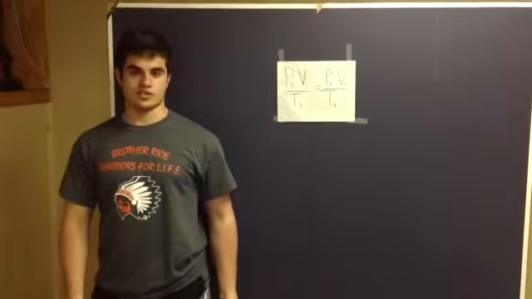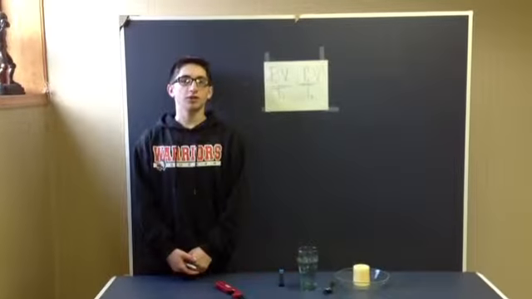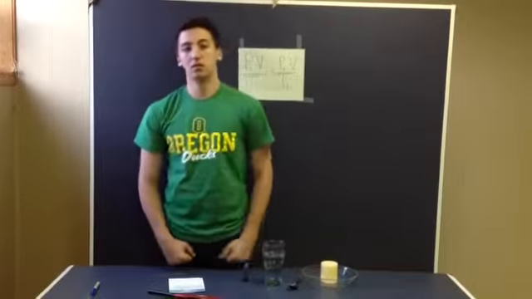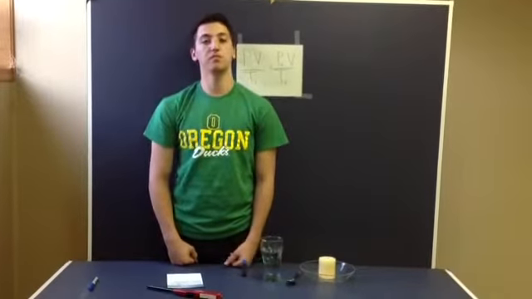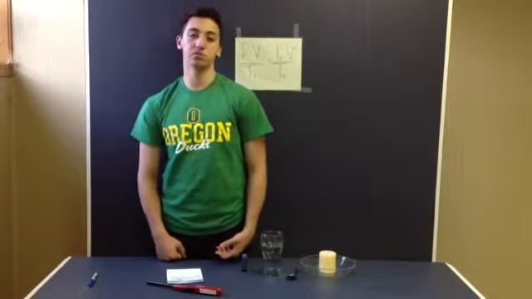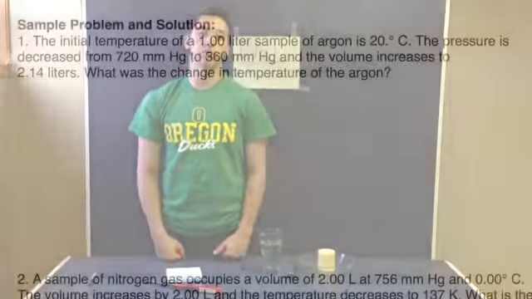The combined gas law is a combination of Boyle's law, Charles' law, and Gay-Lussac's law. It allows you to use the initial and final pressures, volumes, and temperatures to solve for a missing variable. The combined gas law works because it's based on the idea that volume is inversely proportional to pressure and temperature is directly proportional to volume. And this is shown clearly in Charles' and Boyle's law.